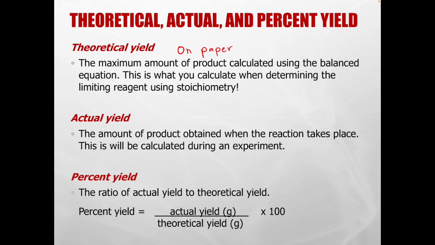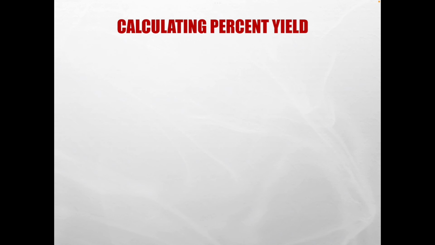Sometimes it can be higher than 100, and this is usually if our product is still a little bit wet. Remember, we learned how to dry things to constant mass to make sure that all of the water was off of our product. This is really important for calculating percent yield because if you still have some water on there, your mass is going to seem too high and you're going to get a percent yield over 100, which is not possible.